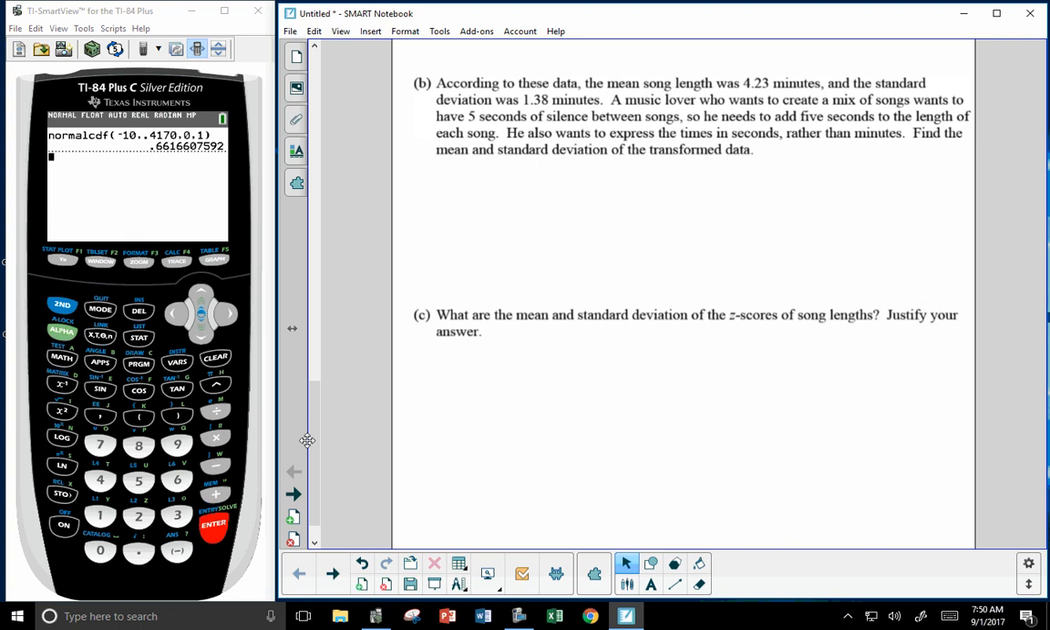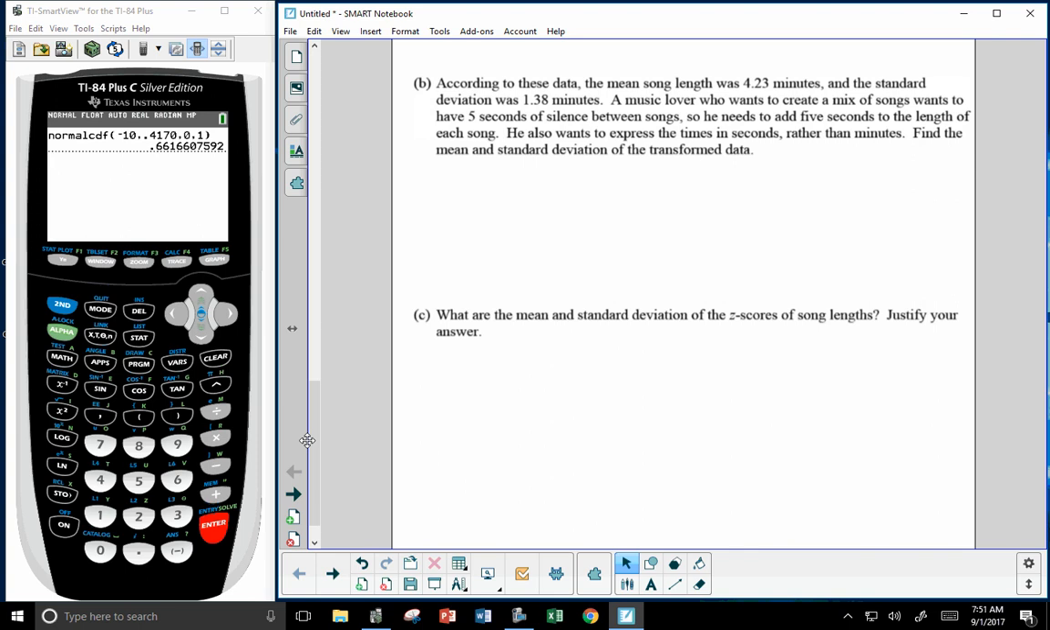So if we have to convert from minutes to seconds, we're needing to multiply by 60. Okay, so that's the transformation of multiplication. Remember that multiplication, when you're doing transformations, it affects your centers, but it also affects your spreads, okay? But also, they're going to add 5 seconds to each song. And so that's adding, obviously, as a transformation, and that affects the centers, but it does not affect the spread.